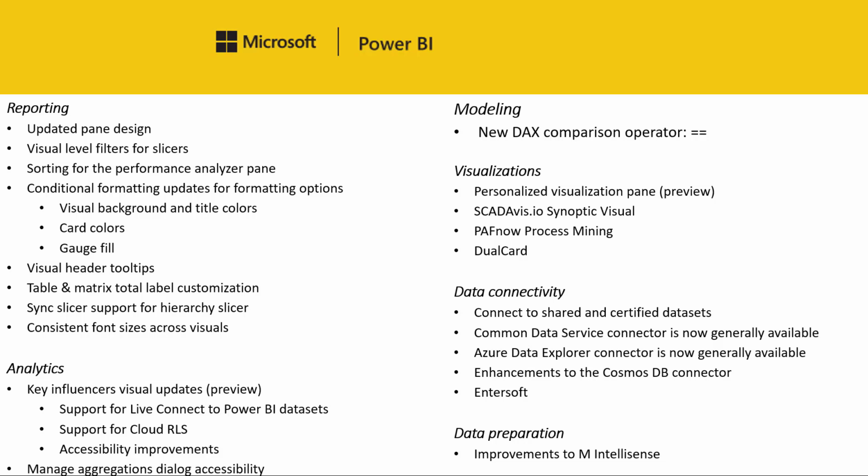Last in this section, we have the Entersoft Business Suite connector, which allows you to choose from either the pre-packaged, ready-to-use datasets, or you can build a custom-made dataset and connect to that in Power BI. One last update this month is we've added improvements to M Intellisense. We've added parameter hint support in the formula bar and also added hover support, so you can hover over various identifiers and display its definition.